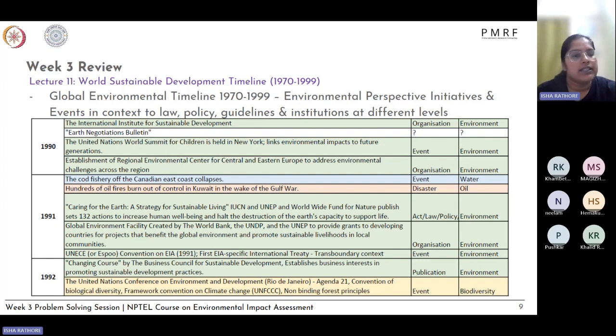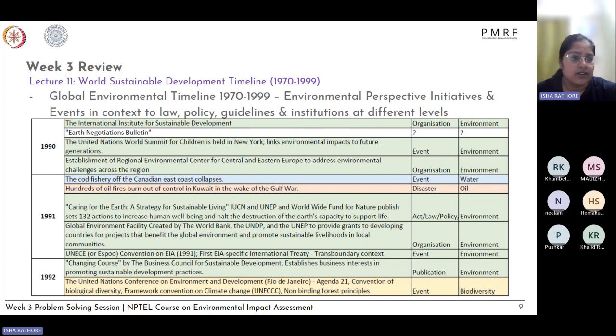Then 1991, we had the cod fishery of the Canadian East Coast collapse. We had hundreds of oil fires which were burning in the Gulf War because of the different geopolitical tactics which were being involved, where they lit up these oil wells, since they can't take the oil resources with them, so they just lit them up so that the economy of this place would collapse. So this is again how geopolitics plays out and things like that.